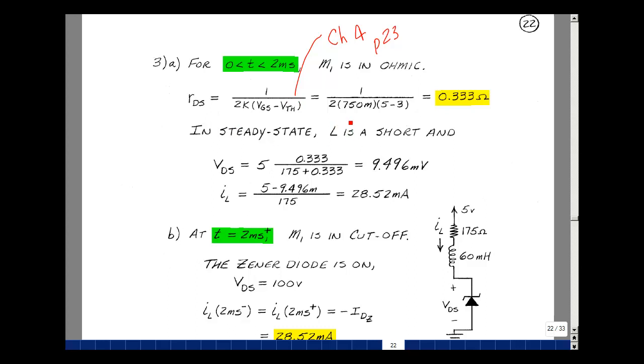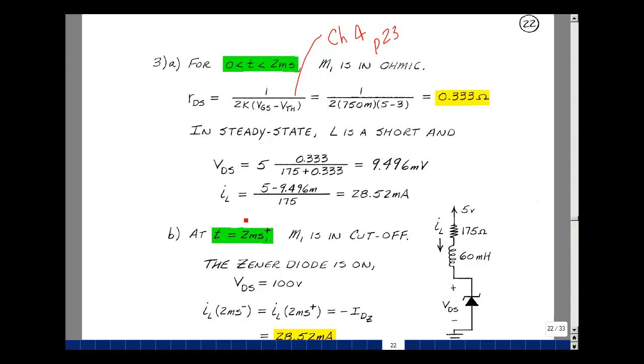Value of K was 750 milliamps per volt squared. Gate source is 5 volts, and our threshold was 3 volts. We get pretty small resistance, 0.333 ohms. The inductor is a short circuit in steady state, so what we've got for drain source voltage, which is also node voltage 5, is 5 volts voltage divided with the resistance of the MOSFET with the series resistance of our circuit. This is a little bit less than 10 millivolts. It's 9.496 millivolts. In the SPICE simulation on the previous page, we saw that we had 9.4393 millivolts, basically the same number.